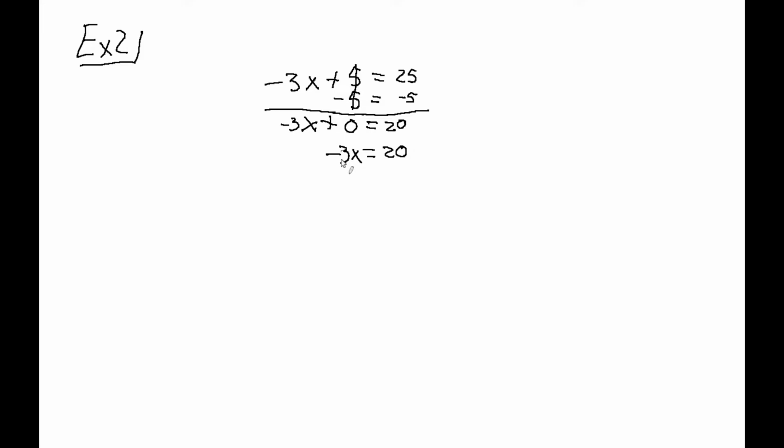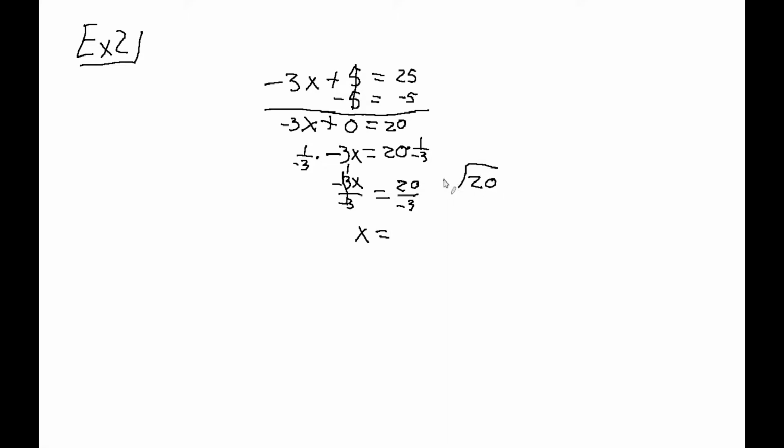-3x equals 20. Now we have to deal with this -3. Since it's being multiplied by the x, we have to divide the -3 out on both sides. So we have -1/3 multiplied by both sides, which gives you -3x over -3 equals 20 over -3. We know -3 and -3 is just 1, so x equals whatever 20 divided by -3 would be.